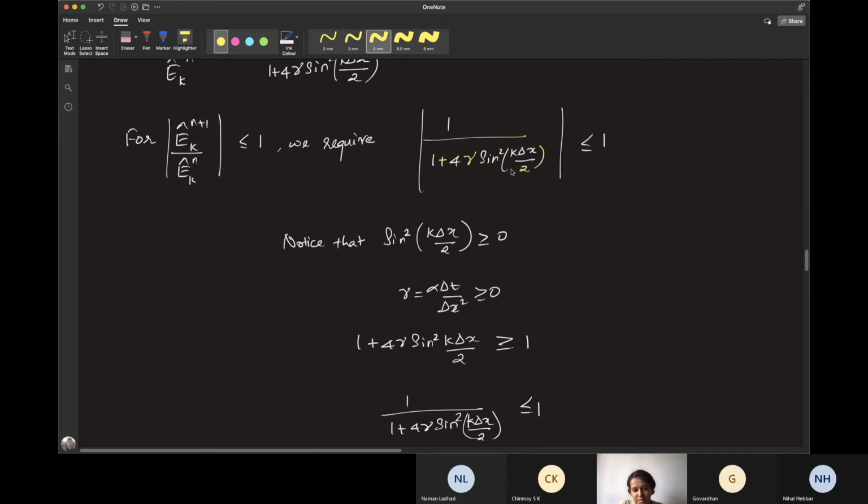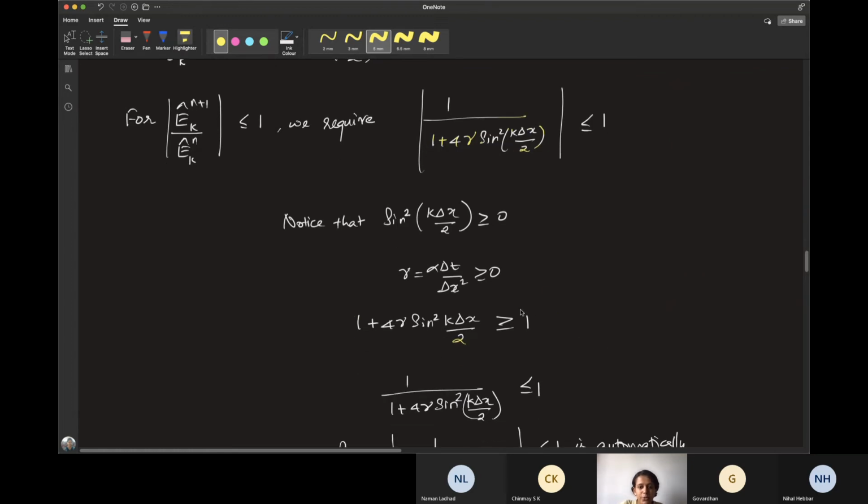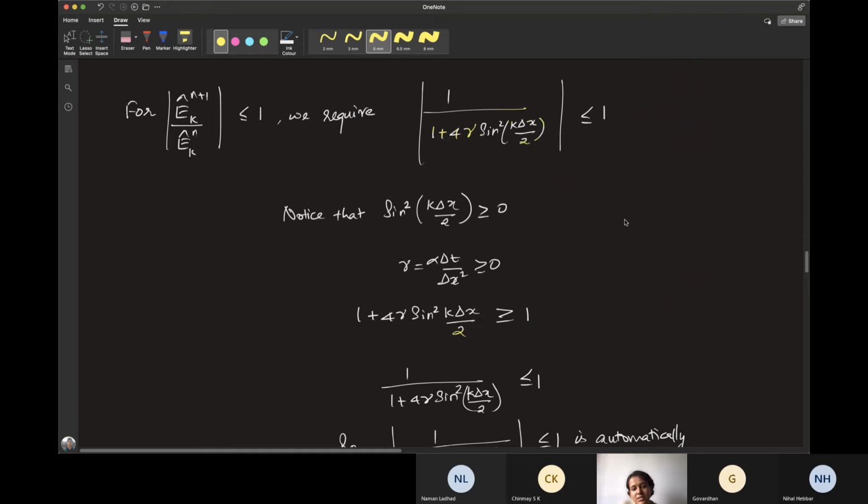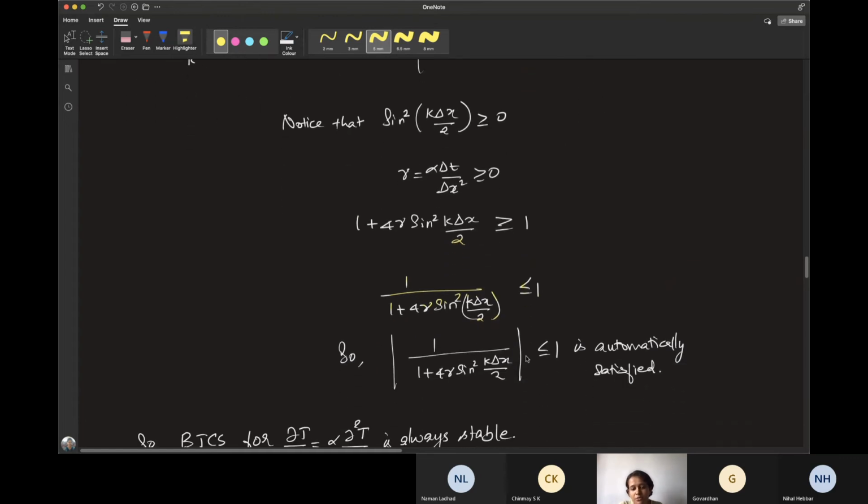So 1 plus some positive term is always going to be greater than 1. So this is always going to be greater than or equal to 1. So 1 over something greater than 1 is going to be less than 1, right? So 1 over something, this quantity is always greater than or equal to 1. So 1 over something greater than or equal to 1 is always going to be less than or equal to 1. So modulus of this is always going to be less than or equal to 1.